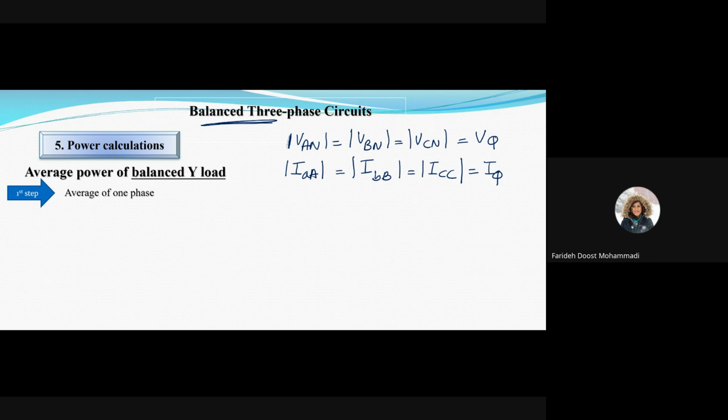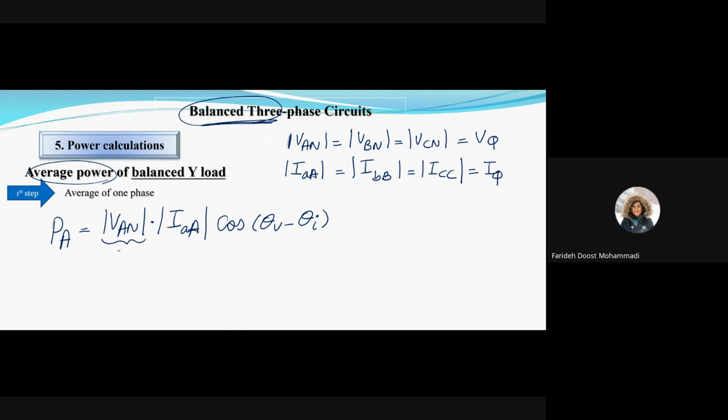So in a balanced scenario, if I want to calculate the average power, then I have the power of one phase, for example phase A, being equal to the voltage of this phase multiplied by the current of this phase multiplied by the cosine of theta v minus theta i, right? So if I'm calling this one V phase and this one I phase, I can simplify this into V phi I phi cosine of theta v minus theta i.